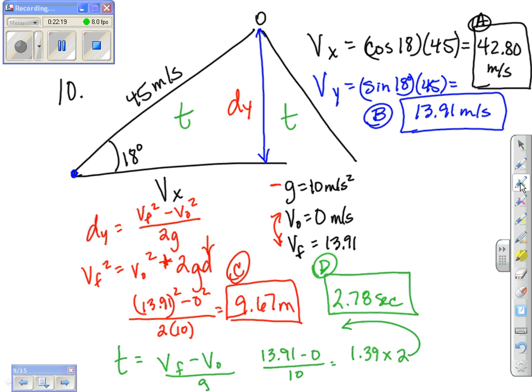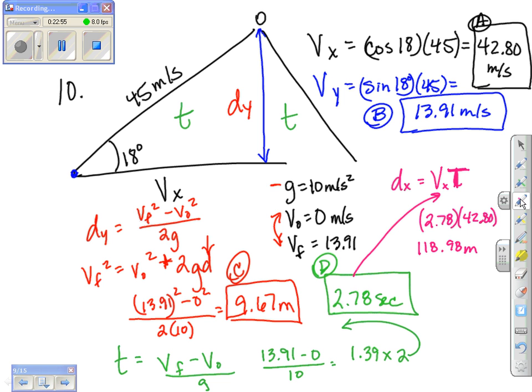Then for E, they want to know how far it travels, so they want our dx. To solve for dx, we can only use one formula, which is Vx times t. They want our capital T, which means they want our up and down time, so they want our hang time. So we're going to use this time of 2.78. We're going to look up what we found for Vx, which was 42.80. When we multiply the two together, we get a distance of 118.98 meters. So that would be your total distance, and that would be your answer to E.